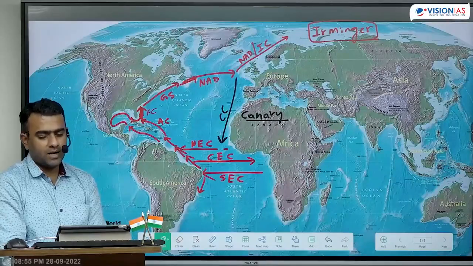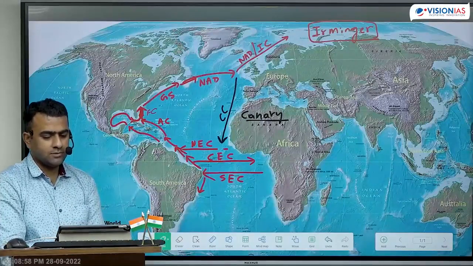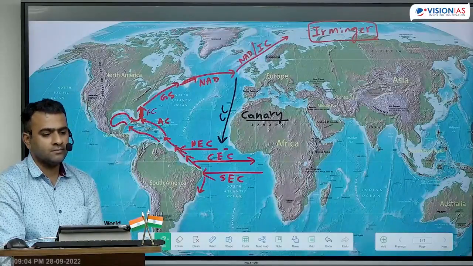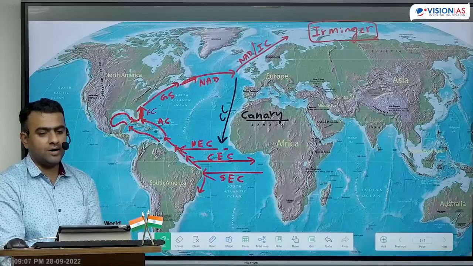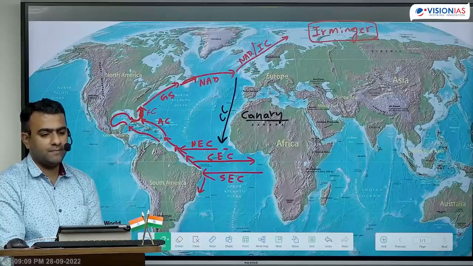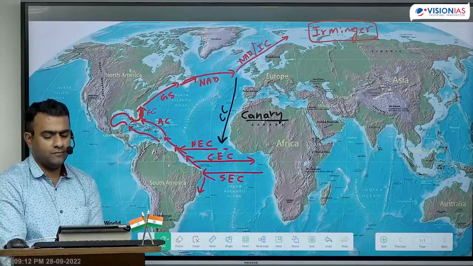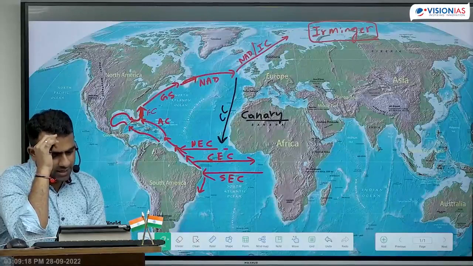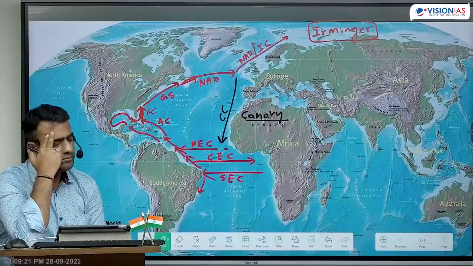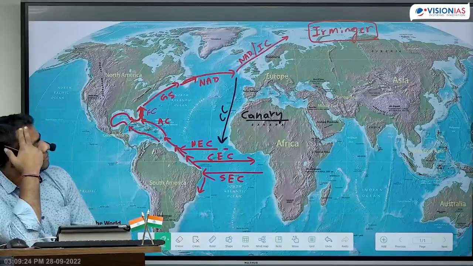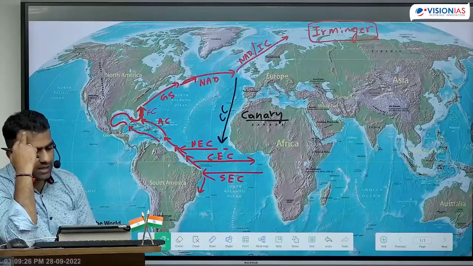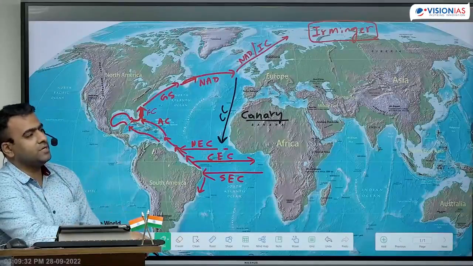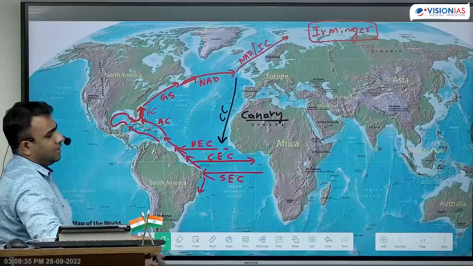Stop. The northern part, along the coast of England or Norway, flows as North Atlantic Drift, or Irminger Current, towards the Arctic Ocean.